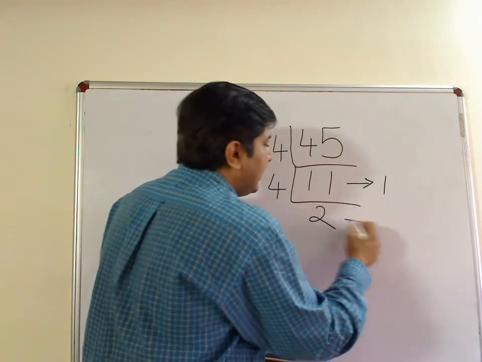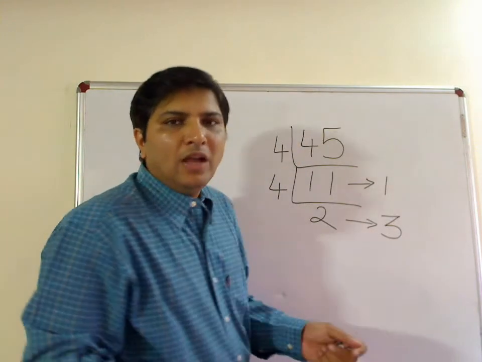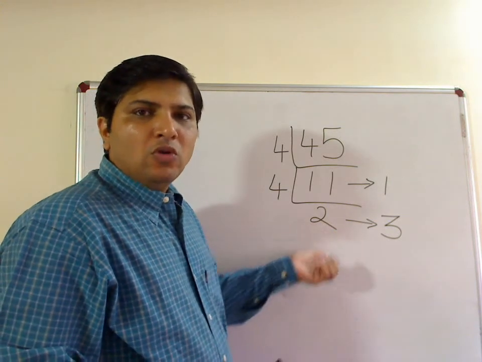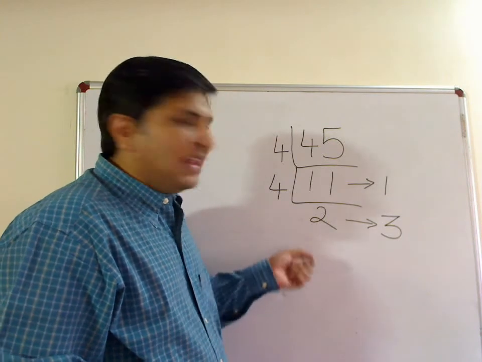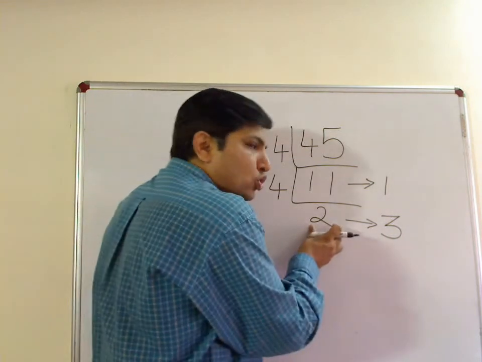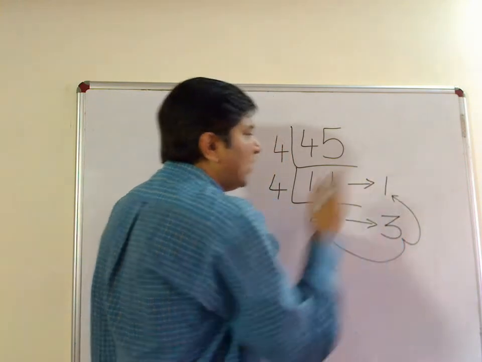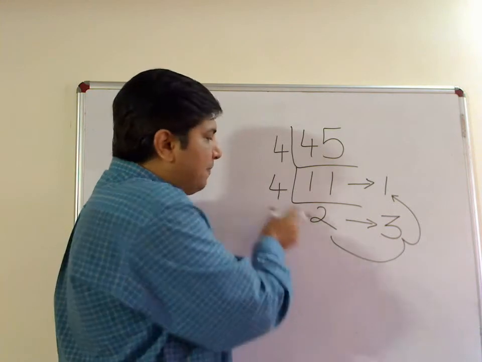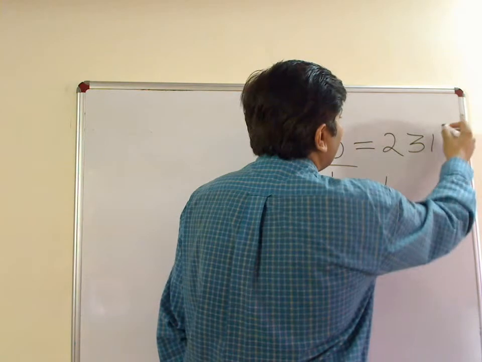2s are 8 and the remainder is 3. Now, after this number cannot be further divided by 4, we stop. And the answer is looking at the remainders in the reverse order. So the remainders are 2, 3, 1, 2, 3, 1. So 45 of base 10 in base 4 would be written as 2, 3, 1.